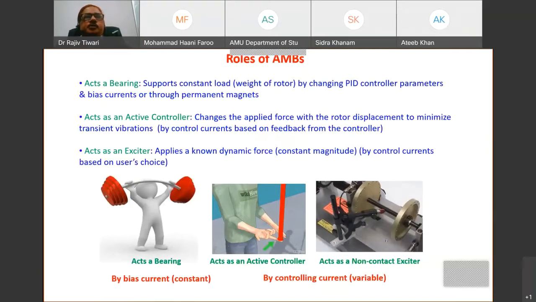As we have seen in several applications, there are basically three uses of the magnetic bearing. One is that the whole weight of the rotor can be supported, just like a conventional bearing. Apart from that, if there is a disturbance in the rotor, it can adjust the magnetic force so that the disturbance can be suppressed. So it is possible to control any excessive vibration which is taking place. It can actively suppress the vibration.